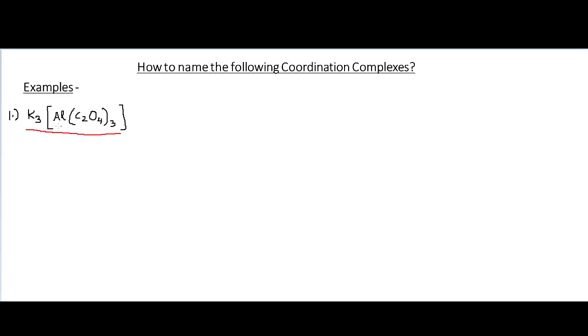So the first step for the nomenclature of these coordination complexes is just to identify what kind of a coordination sphere it is and what kind of a compound it is. As you can see, there is potassium outside the square brackets, outside the coordination sphere, and this is the coordination sphere here, Al(C2O4)3. Potassium is the positive part, because it will be dissociated as K plus. That implies the entire coordination sphere is negative, right?